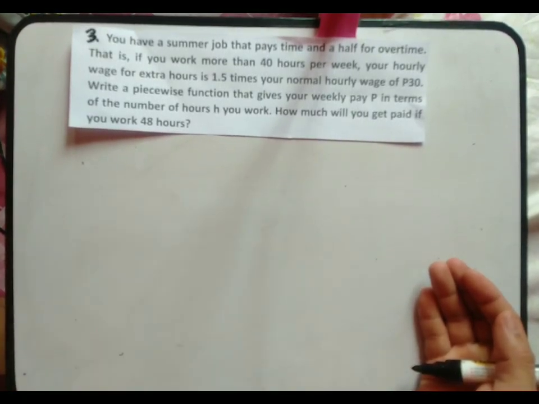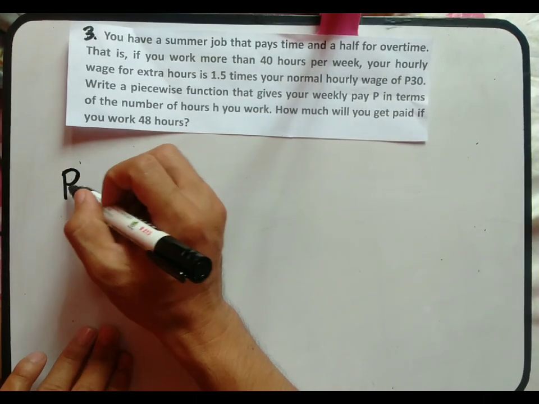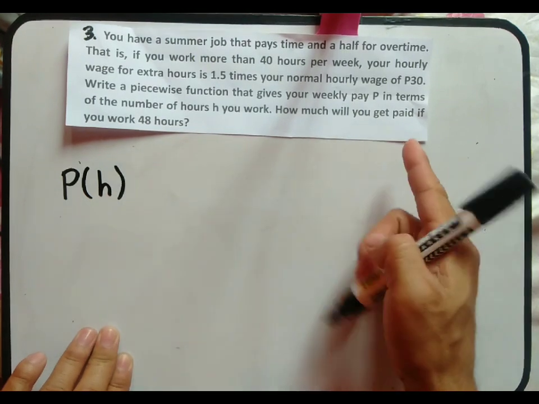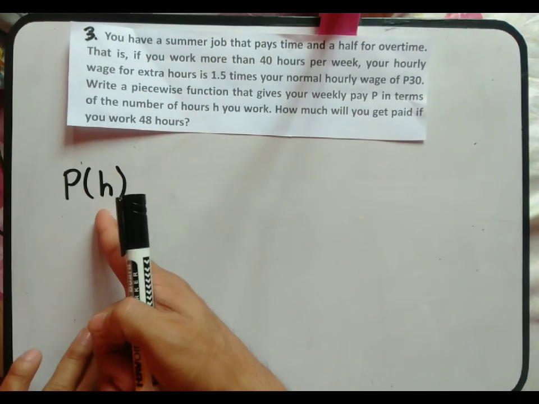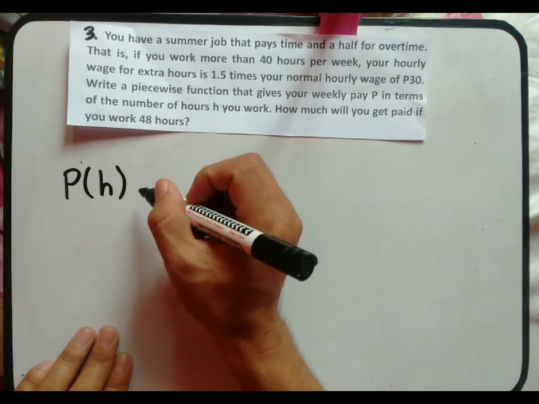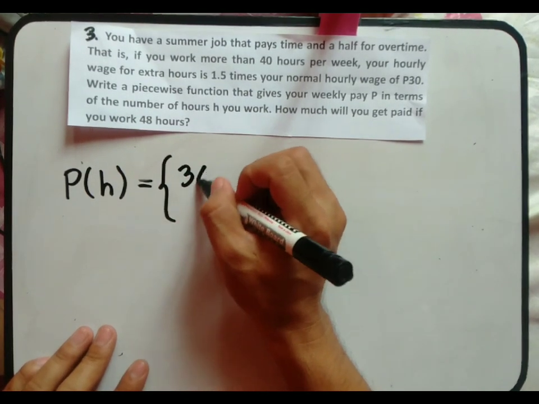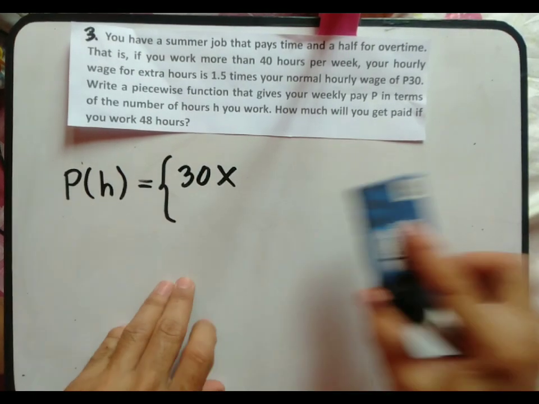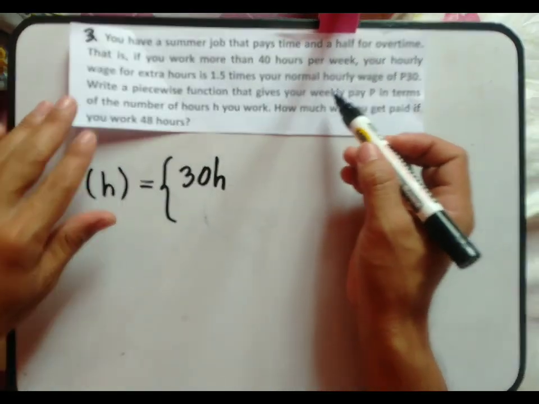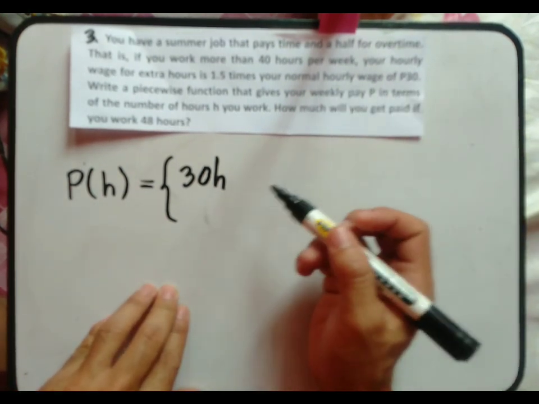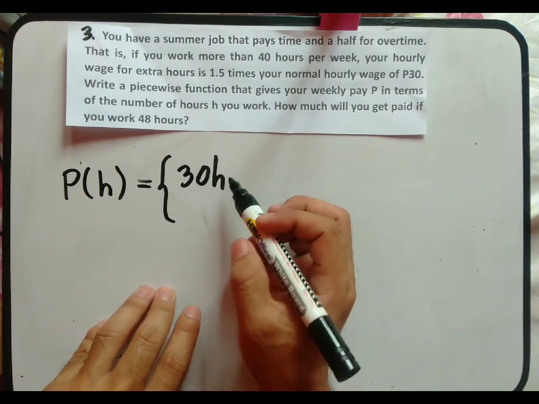Okay, so for the piecewise function, we have P of H. P is weekly pay, and then in terms of the number of hours H you work. So P of H is equal to 30H. Kasi nga sa normal hourly wage, you will be paid 30 pesos per hour. Okay?